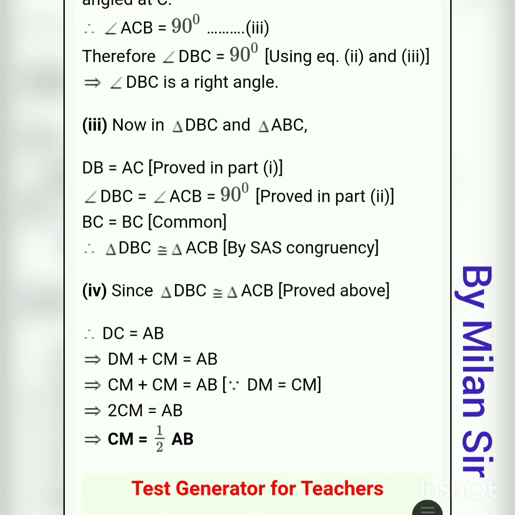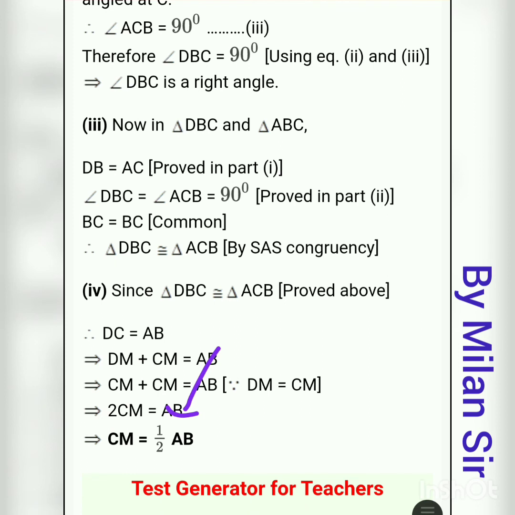It is already given in the equation DM and CM both are equal. Right? So in place of DM we can put CM because it is already given that DM is equal to CM. Now this CM as it is, AB as it is. Now here CM plus CM, it is 2CM is equal to AB. And if you want to find this CM, transfer this 2 to the right hand side, it goes to the denominator. So CM is equal to half of AB.